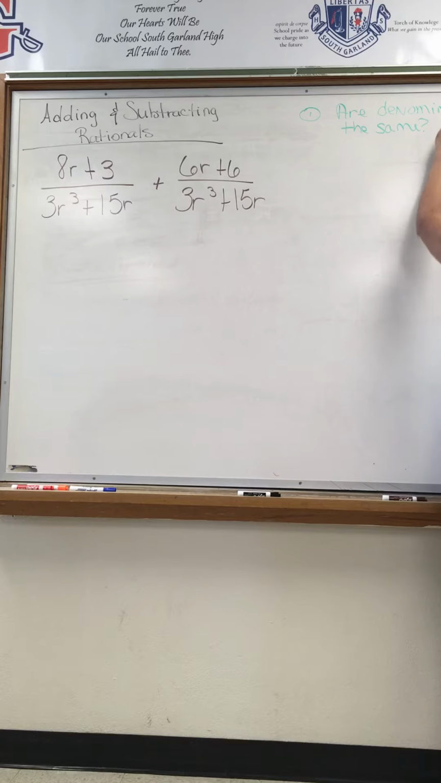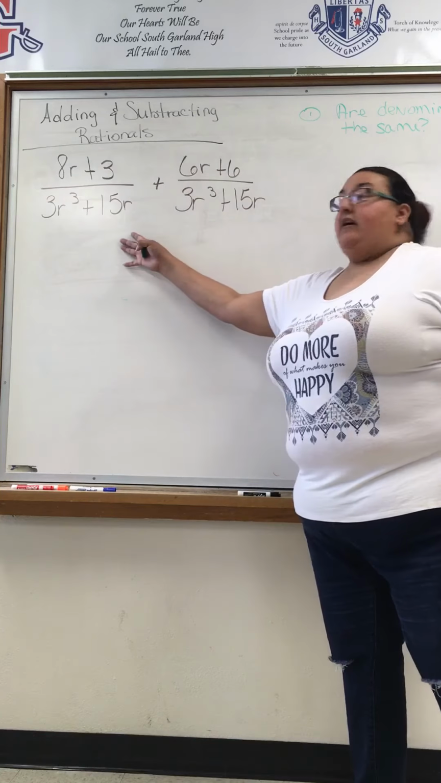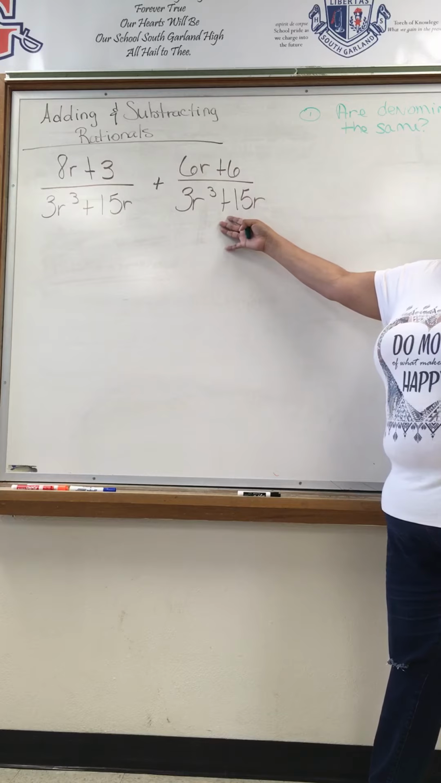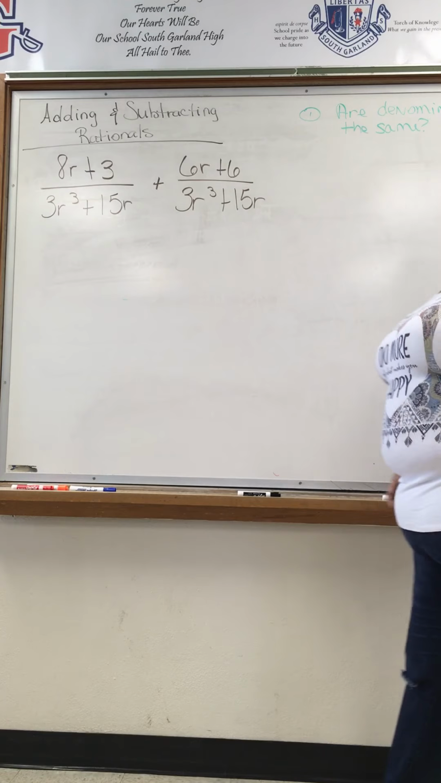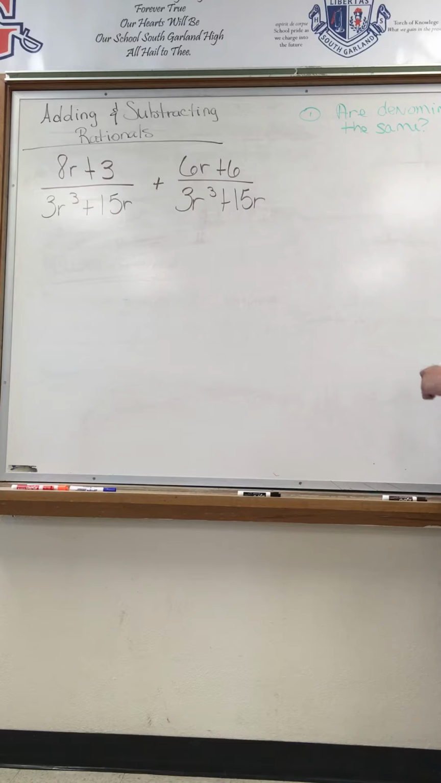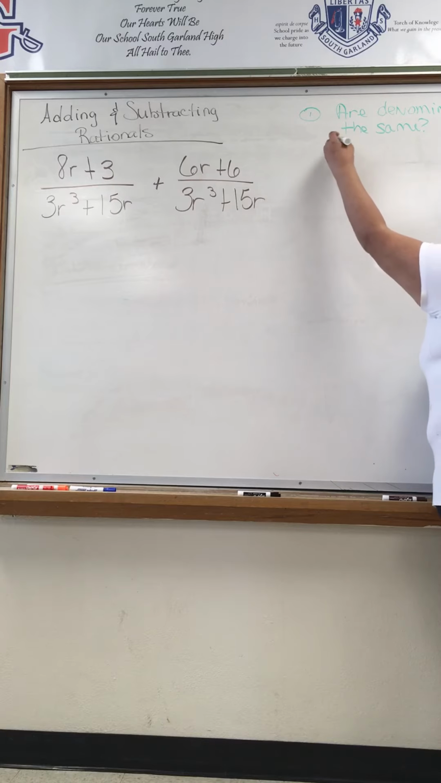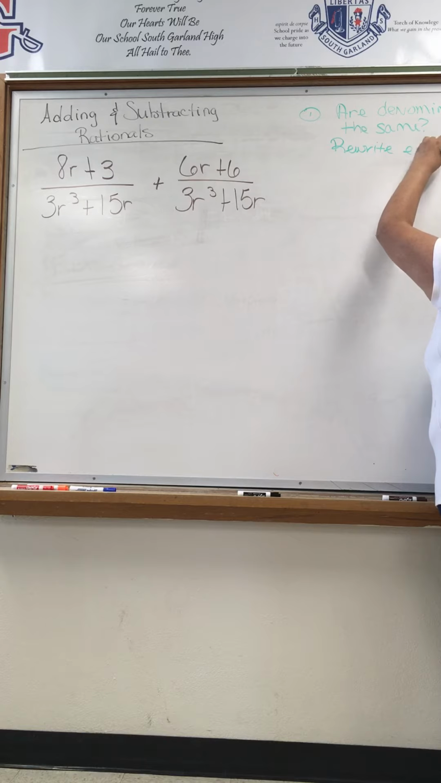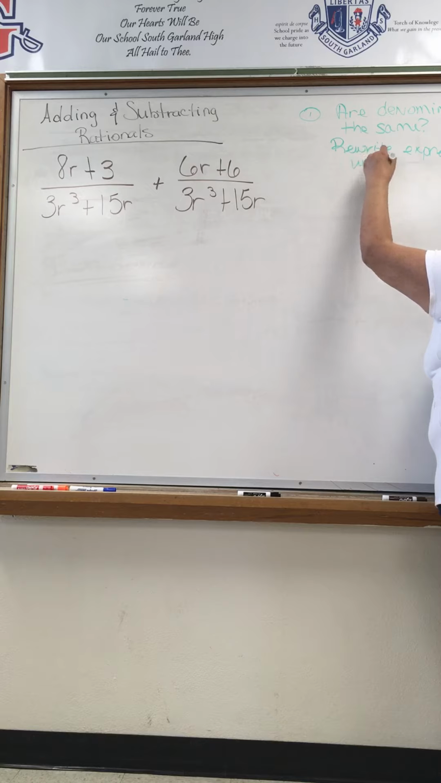And the answer is yes, they are the same. This one right here has a 3r cubed plus 15r, and this one right here has a 3r cubed plus a 15r. So if they are the same, then you're going to rewrite the expression under one denominator.